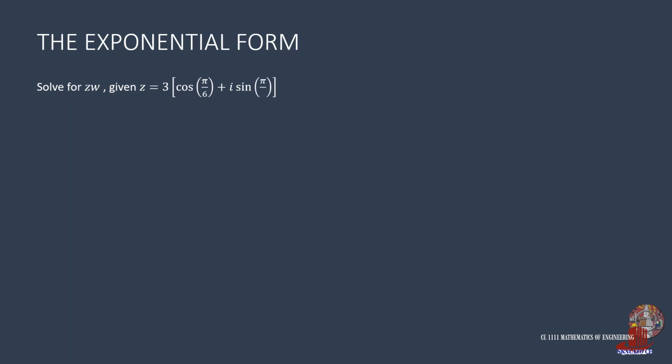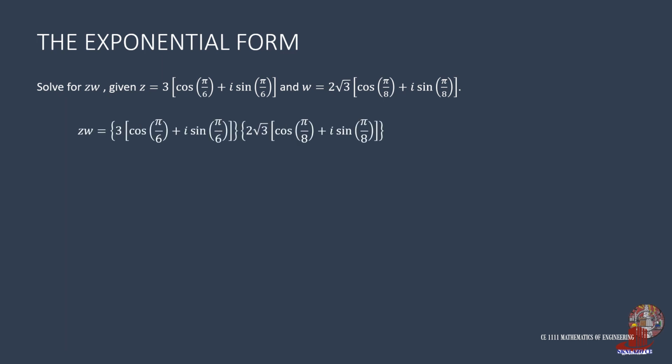The first example is to take the product of z with w, if z is 3 times cosine of pi over 6 plus i times sine of pi over 6, and w is 2 root of 3 times cosine of pi over 8 plus i times sine of pi over 8. The complex numbers are both in polar form, so taking z times w looks long. But when they are placed in exponential form, zw is just 3e raised to i times pi over 6 times 2 root of 3 times e raised to i times pi over 8.